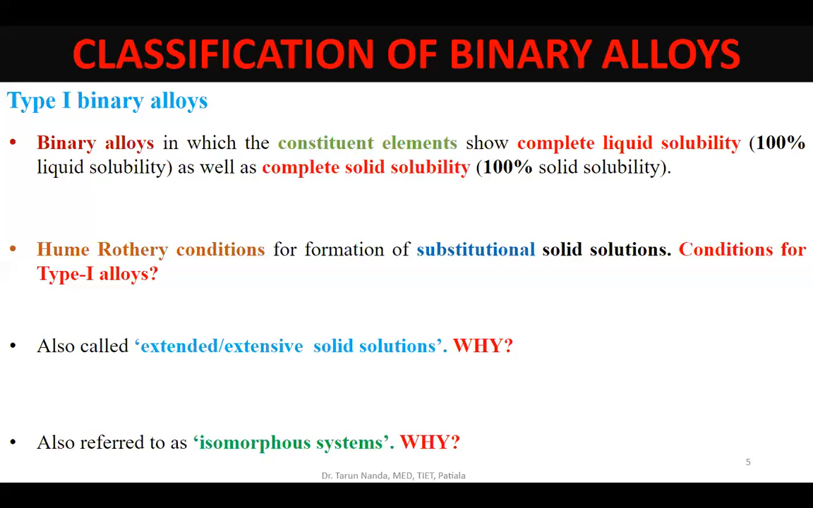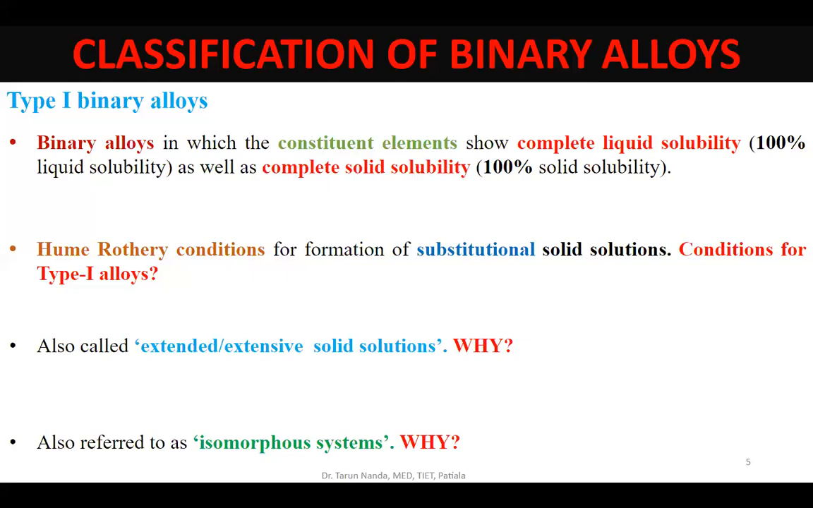And as I said in the last slide, these systems are also called extended or extensive solid solutions. The reason is that if you keep on varying the composition, the weight proportion of the constituent elements, for each specific weight proportion that you take, a specific solid solution will get formed. So for a range of compositions of the two constituent elements which can form a type 1 system, you will be able to form a series of solid solutions. And for that reason, such systems are called extended or extensive solid solution alloy systems.